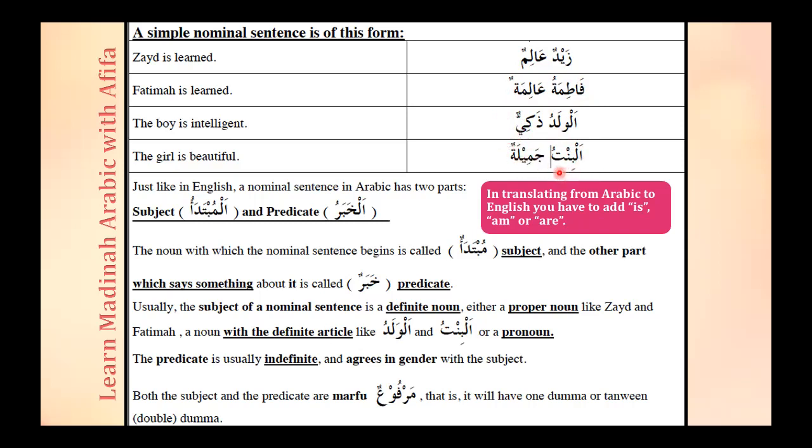Now here, al-bintu is a girl. So look, there is a ta marbuta at the end, right? Jamilatun, jamilatun. So what we are observing here is that the predicate, the khabar, matches the mubtada, or the subject, in terms of gender. It matches in terms of gender, okay?